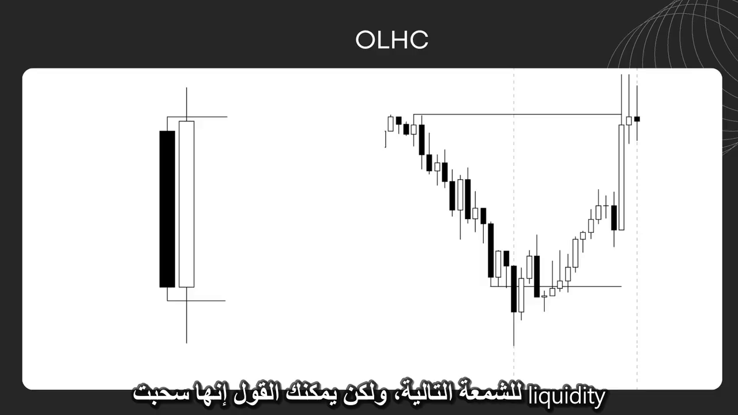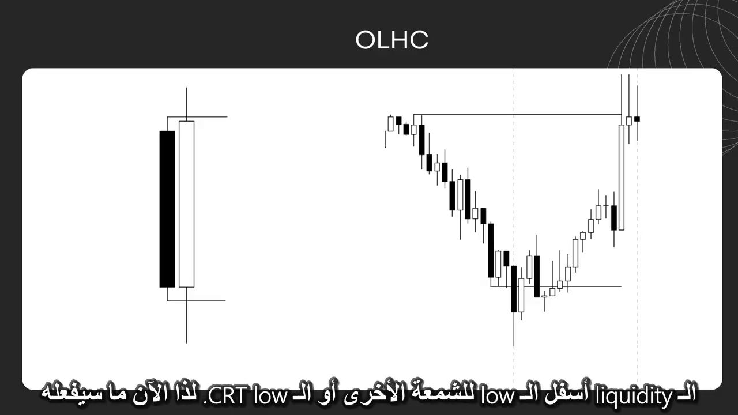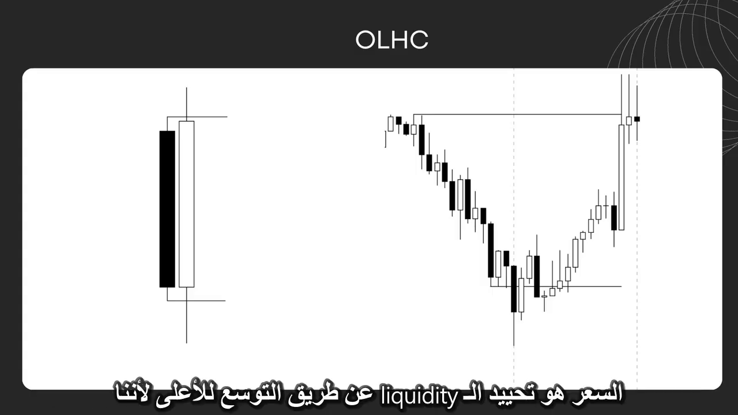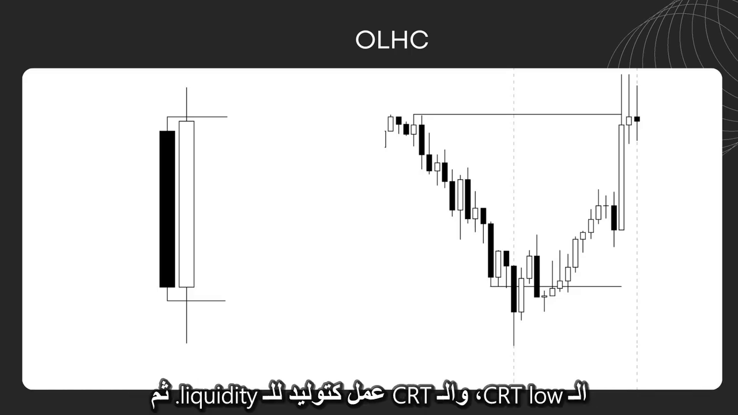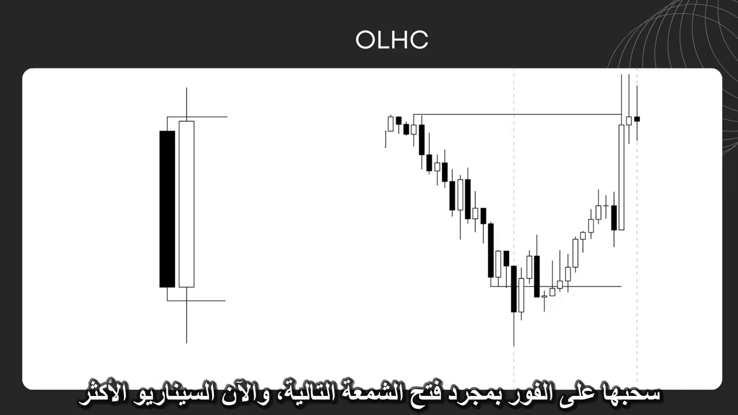But you can see that it did purge liquidity below the other candle low, or the CRT low, right? So now what price is going to do is neutralize the liquidity by expanding above, because we produce an imbalance. We produce an imbalance by purging liquidity below the CRT low, and the CRT acted as a generation of liquidity, right? And then it purged it right away as soon as the next candle opened.